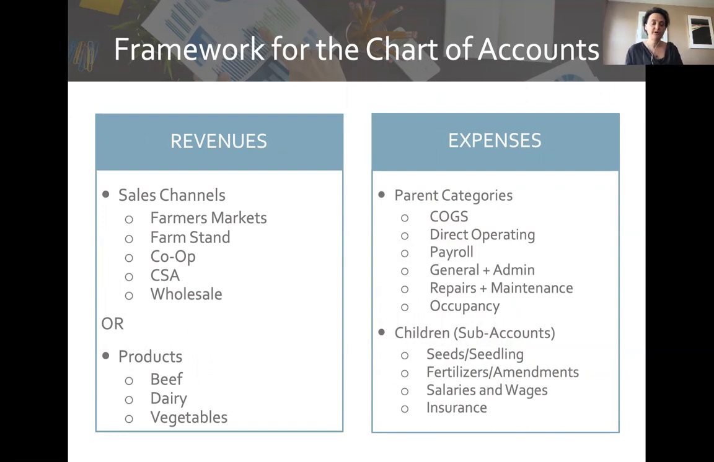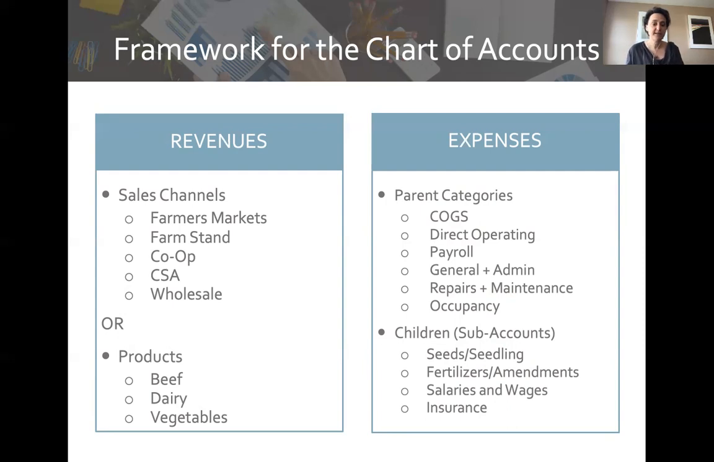The reason why it's so important to pick one or the other is if you try to do a mashup of both, you're going to come home from the farmer's market and you're going to say, well, I sold some beef, some dairy, and vegetables at the farmer's market. Do I categorize it as farmer's market sales, or do I categorize it as beef, dairy, vegetable sales? If you pick one or the other, you can have a consistent system for tracking your revenue. We're not going to get into this today, but if you're intrigued to learn more, if you're using classes in QuickBooks, you can track the other side. If you're using your revenue accounts to track your sales channel, you can use classes to also track the products that you sell.